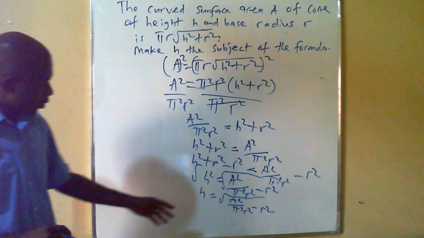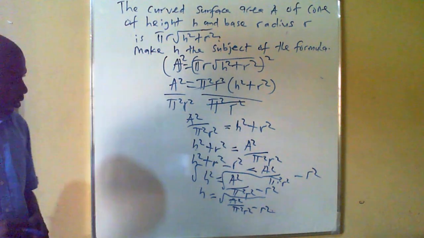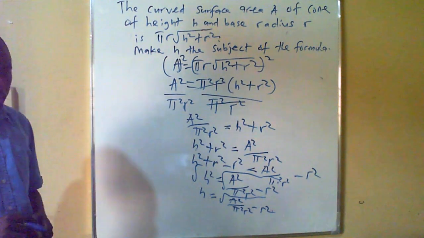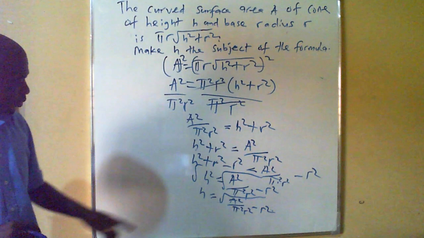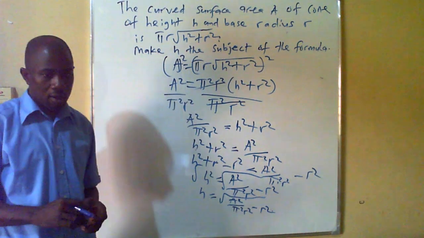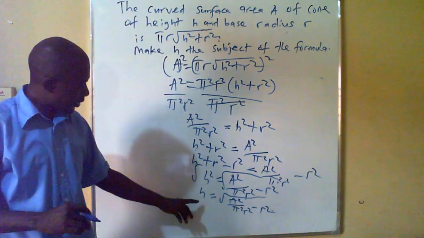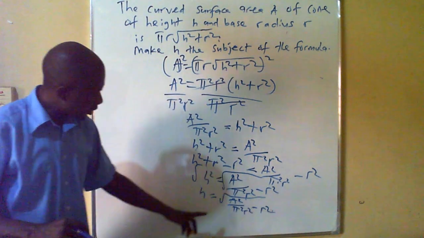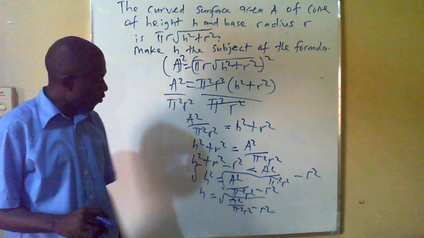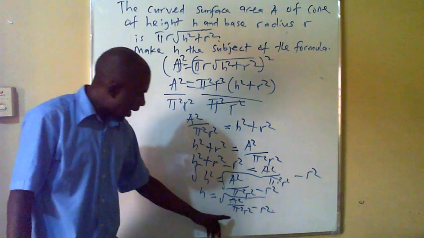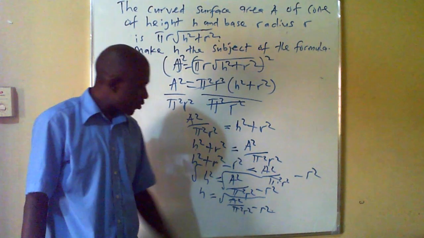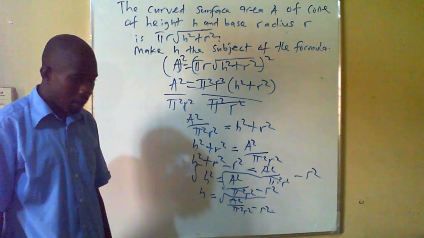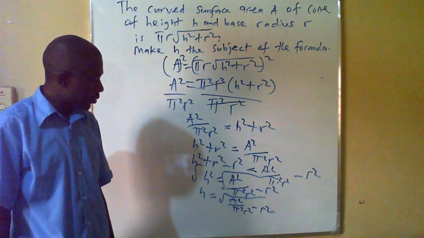So this is going to be our final answer. The h from what we just solved is h is equal to the square root of A² over π² r² minus r². The final answer.